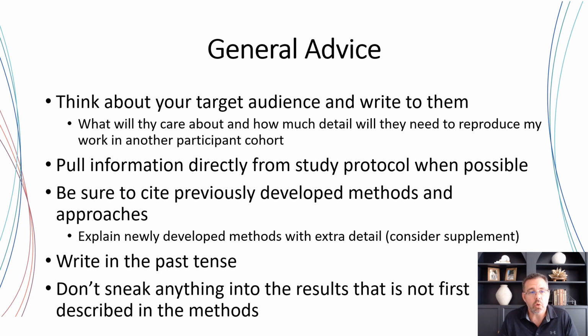I think it's very helpful to always pull information directly from the study protocol when at all possible, right? Often you've already thought about this, often you've already written much of this information down, and so very often you can just go back to the study protocol and use that information as a starting point when writing your method section. As I said before, always be sure to cite previously developed methods and approaches. And certainly when you are working with a newly developed method, provide sufficient detail. And sometimes this may come in the form of an appendix or a supplement to your manuscript.